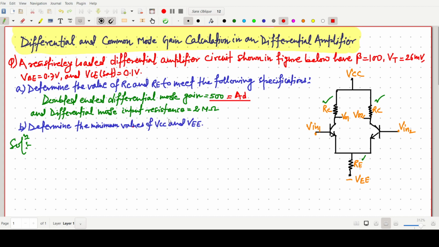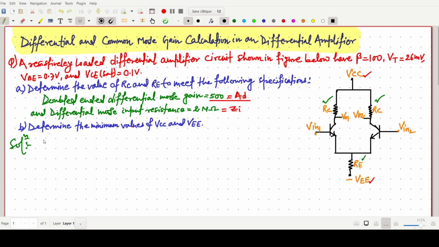And the differential mode input resistance is given, we can say this one is ZI. I will tell you everything about the input resistance. And we have to determine the values of VCC and VE. So these are the things we have to find in this question. Before that, we will go for some formulas.